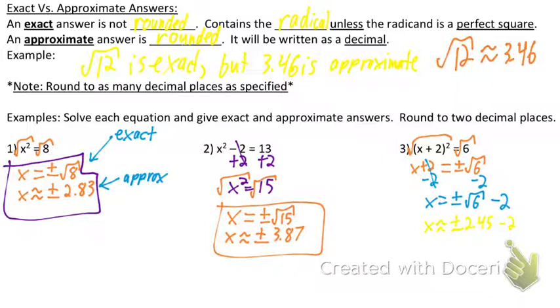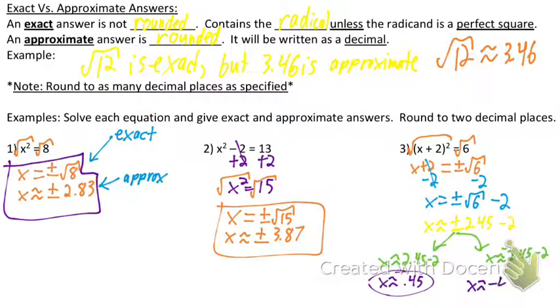So now we're at the point where we split our equation. Split it into 1, split it into 2. X is approximately 2.45 minus 2, and x is approximately negative 2.45 minus 2. So we say, okay, well, the left one, what's 2.45 minus 2? 0.45. What's negative 2.45 minus 2? Negative 4.45. Those are my 2 approximate answers.